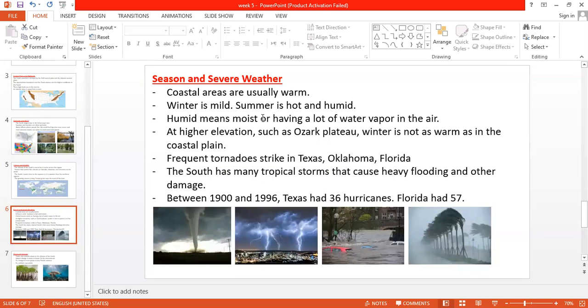Mild means good, warm. But the summer is hot and humid. What is the meaning of humid? Humid means full of water, full of moisture, or having a lot of water. Exactly like the weather here in Port Said. It's humid and hot in summer, right? And it's warm in winter. So because the south has two coastal plains, these coastal areas are warm in the winter and hot and humid in the summer.